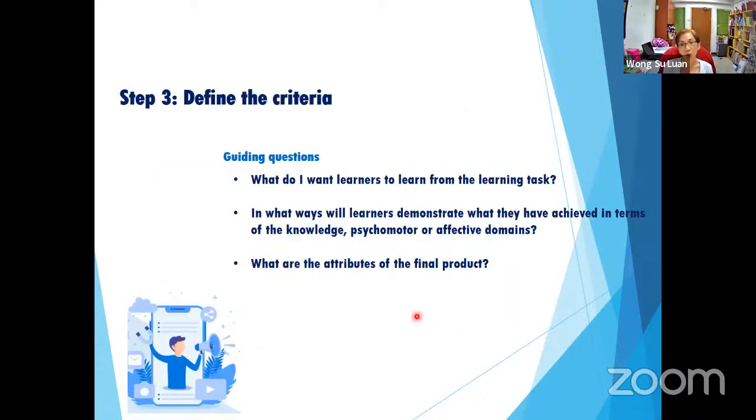After you have decided that you're going to create an analytic rubric, these are some questions that will guide you to define your criteria. What do I want the learners to learn from this learning task? In what ways will learners demonstrate what they have achieved in terms of knowledge, psychomotor, or affective domains? And what are the attributes of the final product? So what you decide here will influence your decision on the types of criteria and the number of criteria that you're going to have.